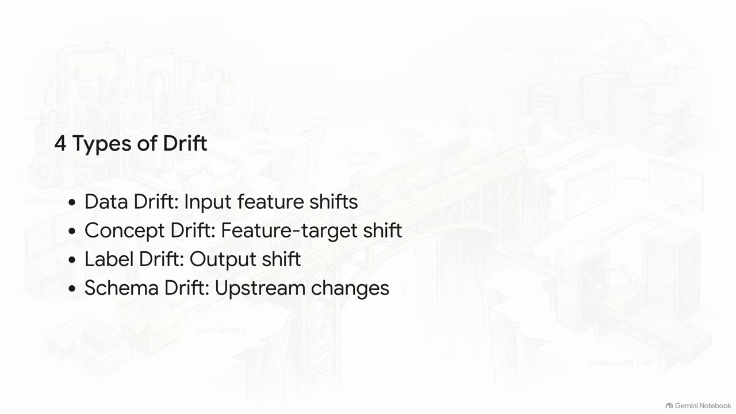First, data drift, which happens when input features naturally shift over time. Then there's concept drift, where the actual relationship between those features and your target variable changes. Third is label drift, which occurs when the distribution of predicted output shifts, which, by the way, often serves as a proxy for concept drift. And finally, schema drift, which hits when an upstream pipeline unexpectedly changes column types or just drops features altogether.